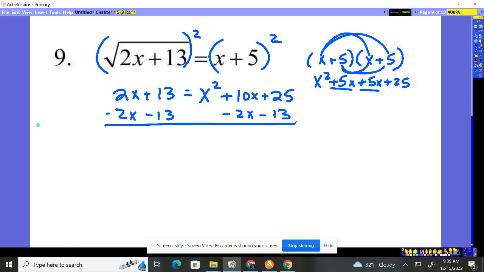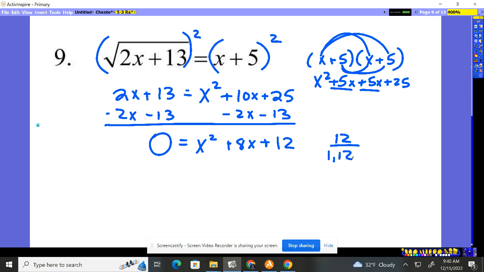So what do we now end up having? We have 0 equals x squared. Gain 10, lose 2, you've gained 8. And then gain 25, lose 13, you're now ahead by 12. We now have a trinomial equaling 0. Now, we could apply the quadratic formula here, but this one is going to factor, and we don't know the quadratic formula very well right now. So we're going to simply write down the factors of 12.